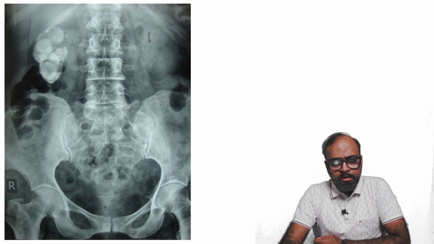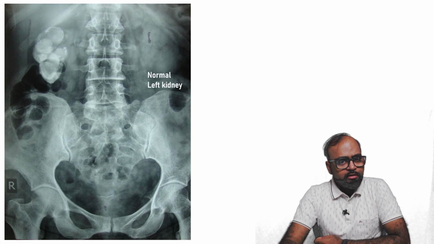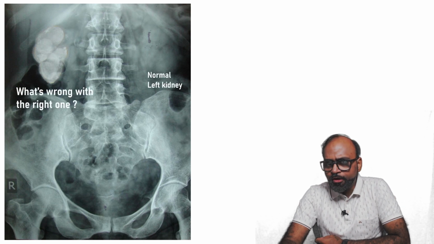Now, if you look at this KUB, kidney, ureter, bladder region radiograph, this is how the shadow of the normal kidney looks like. Look at the right side though. So the left kidney looks normal. Look at the right side. Something is wrong with it.